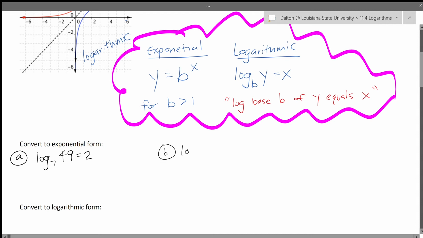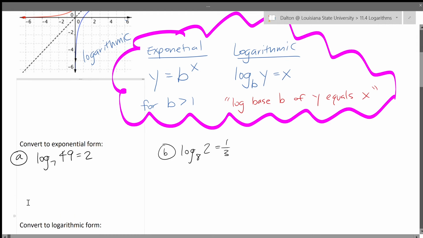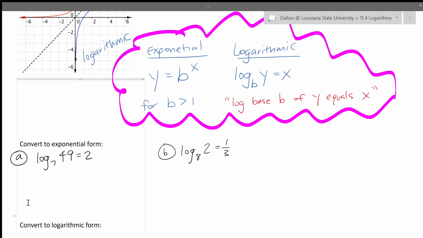And then the log base 8 of 2 is equal to 1/3. So I want you to switch these exponential equations and put them into logarithmic form. Some of you are going to catch on to this pretty easy. Some of you are going to always just kind of hesitate and look back to the equation to make sure you're doing it right.